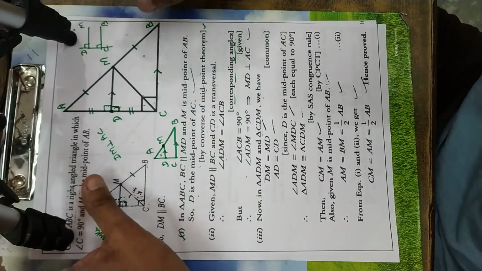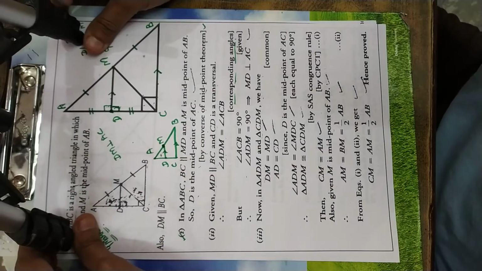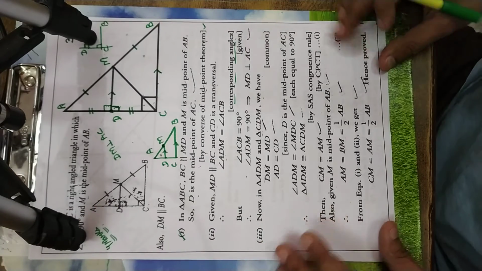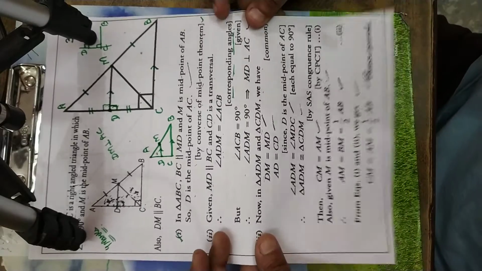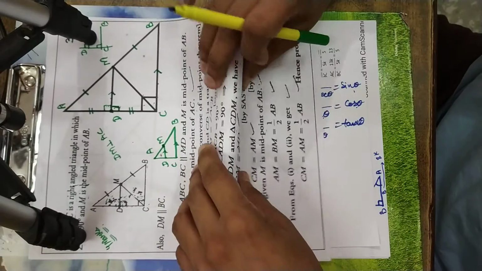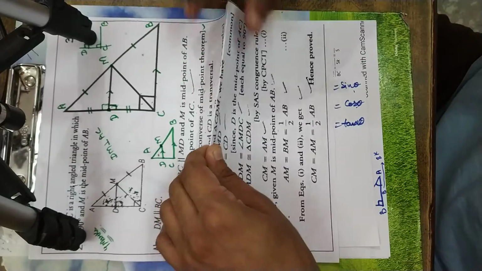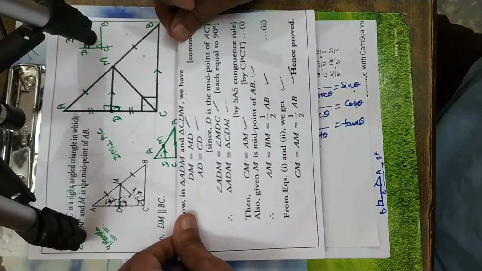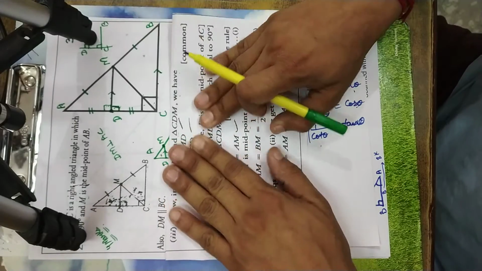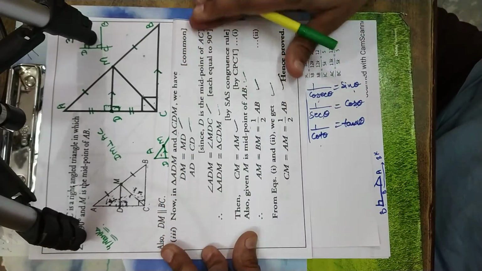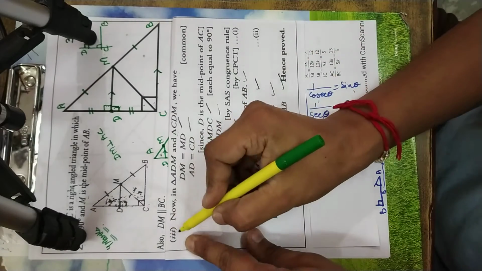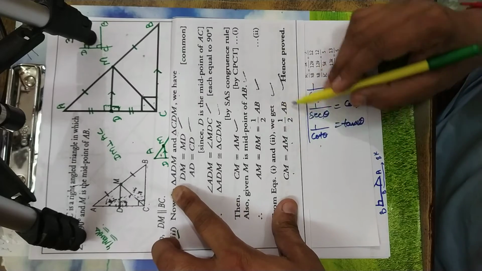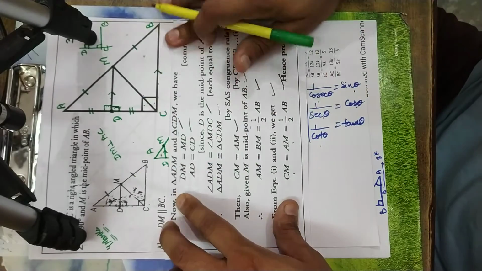Okay. Now the last part. That's the third part, students. In the third part, you have to prove that CM equals AM equals half of AB. Now see how I have done this.